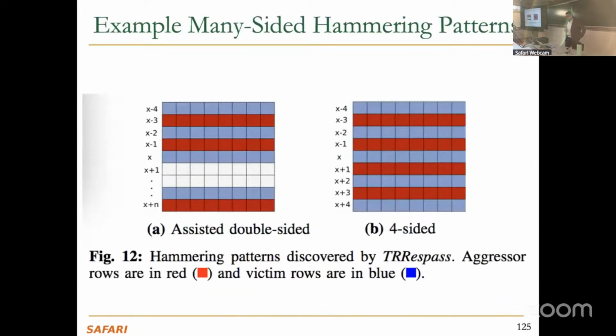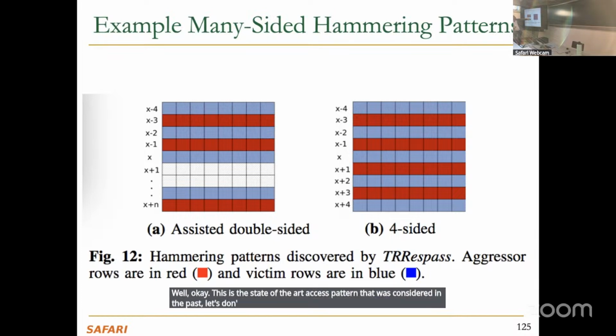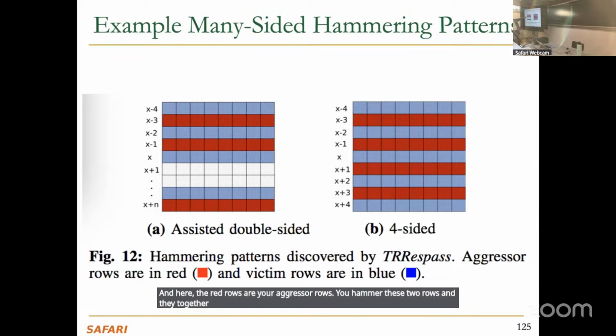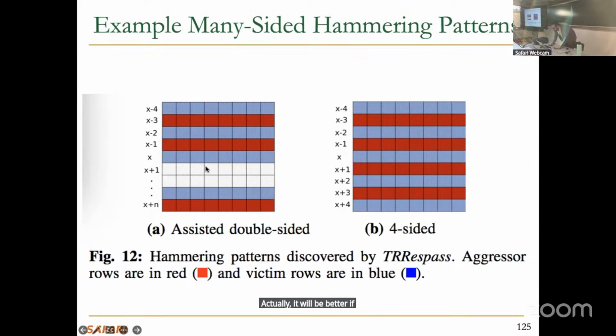So here, this is the state-of-the-art access pattern that was considered in the past. Let's not look at this part first. And here, the red rows are your aggressor rows. You hammer these two rows, and they together induce a disturbance effect on this victim row. And actually, it would be better if I can show it with my pointer. Can you see my pointer there? Probably not.